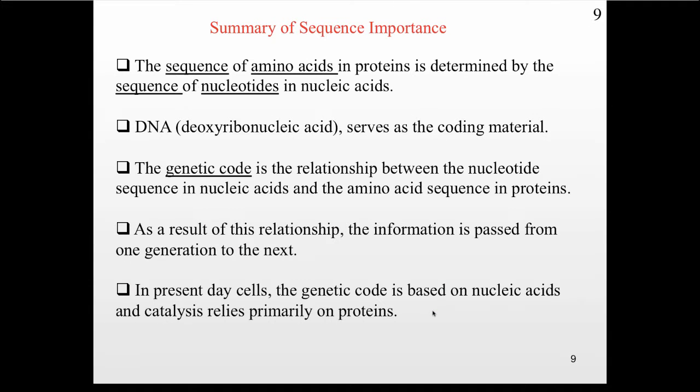So just to summarize the importance of sequence, the sequence of amino acids in proteins is determined by the sequence of nucleotides in nucleic acids. DNA, or deoxyribonucleic acid, which is one of the nucleic acids, serves as coding material for cells. The genetic code is the relationship between the nucleotide sequence in nucleic acids and the amino acid sequence in proteins. And as a result of this relationship, the information for the structure and function of all living things is passed from one generation to the next. In present day, the genetic code is based on nucleic acids, and catalysis relies primarily on proteins.